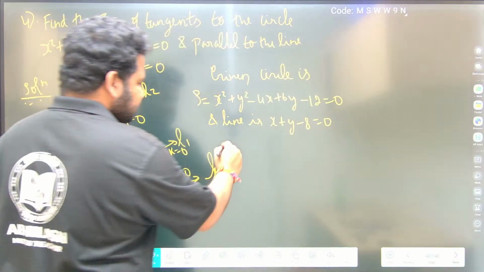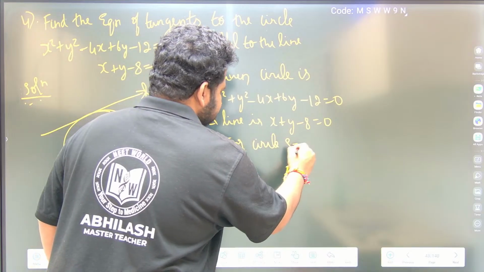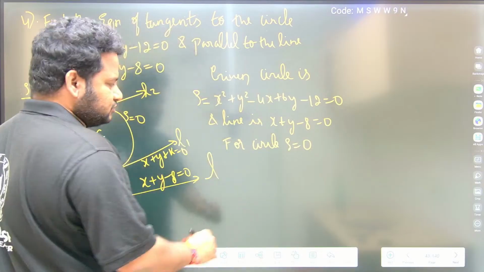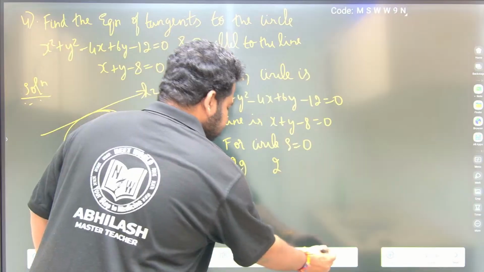Now for circle S is equal to 0, let us find the center. We have to find the radius also. Correct? Let us write this as 2g and 2f.